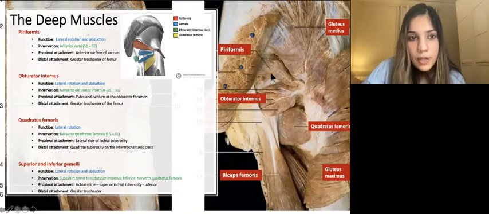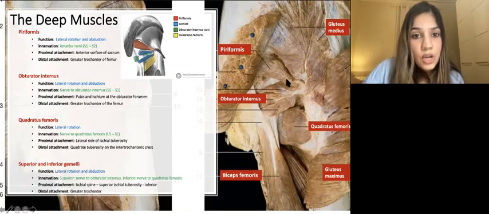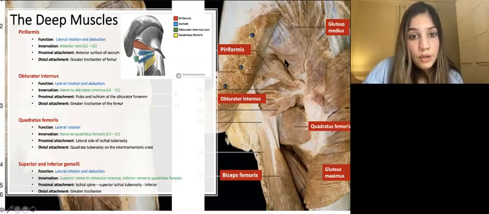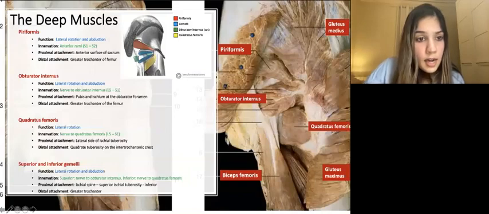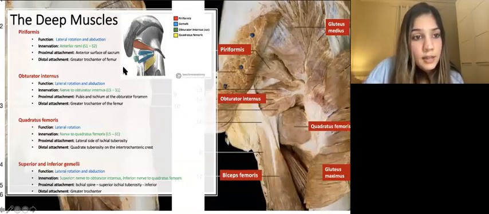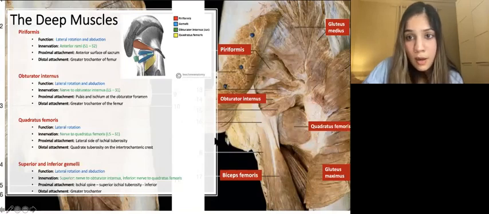So this is a picture to see the deeper surface. It's not located in the superior aspect. So in this picture, the Gluteus Maximus has been taken out to expose the deeper structures, so you can appreciate the muscles here. And I'll let you read the proximal attachment and distal attachment in your own time as well.